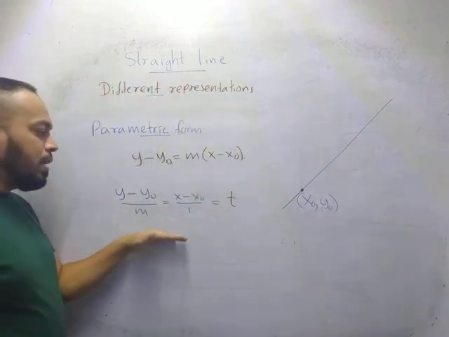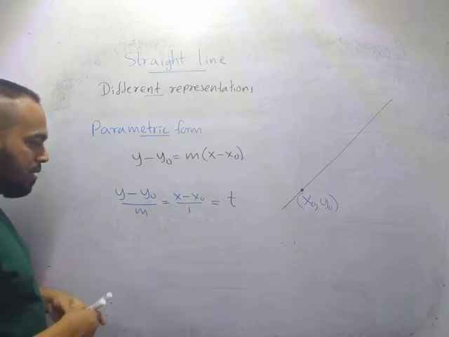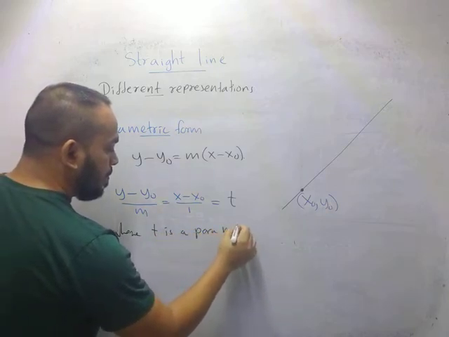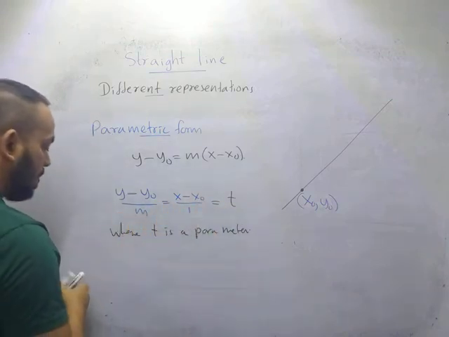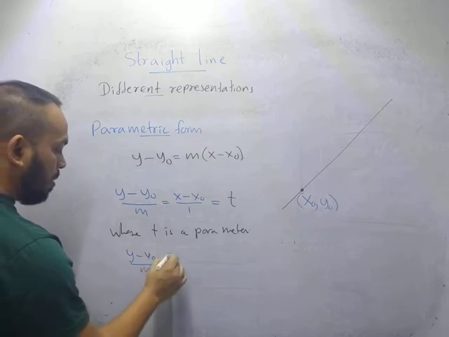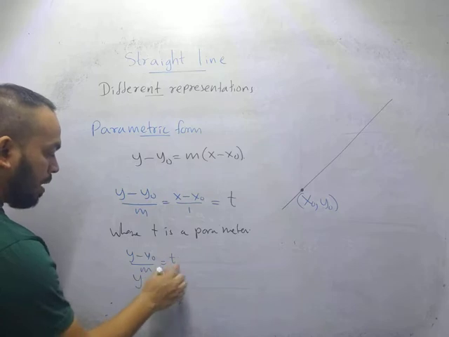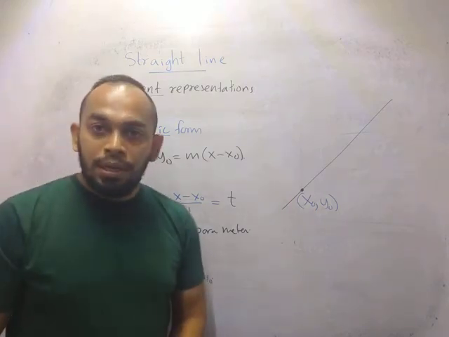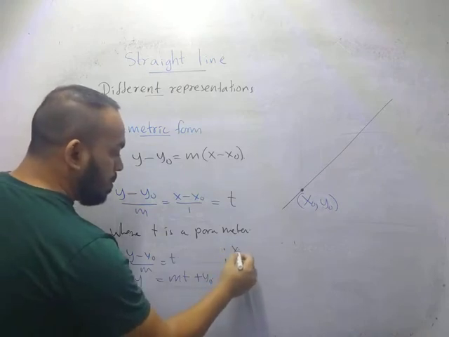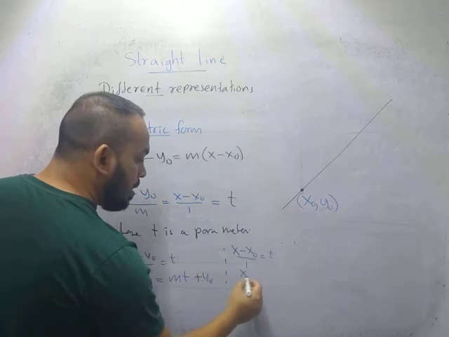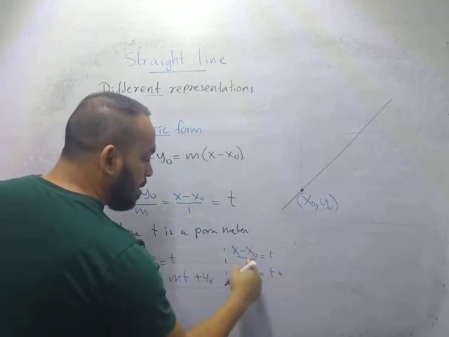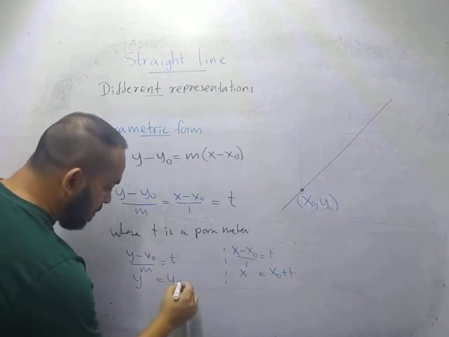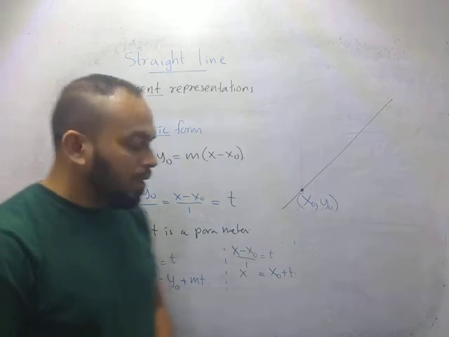From this we can obtain values for y and values for x, where t is a parameter. Separately: y minus y naught over m equals t, then y equals mt plus y naught, for the y coordinate. Then what about the x coordinate? x minus x naught divided by 1 equals t, so x equals 1 times t, that is t plus x naught. Let me just write it like this: x naught plus t and y naught plus m times t. These are the parametric representations.